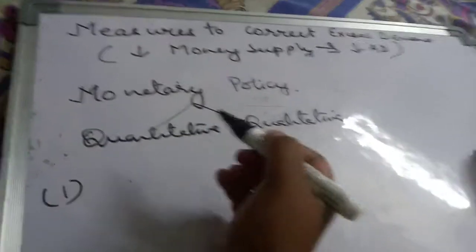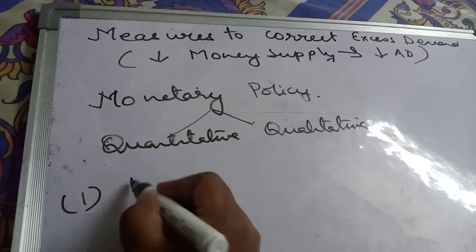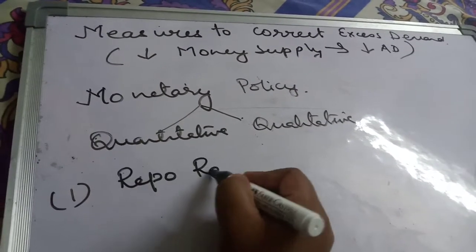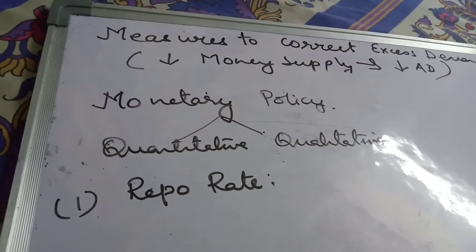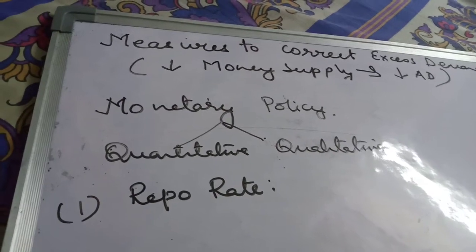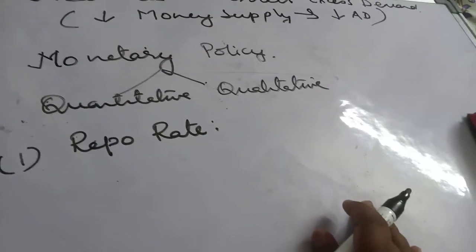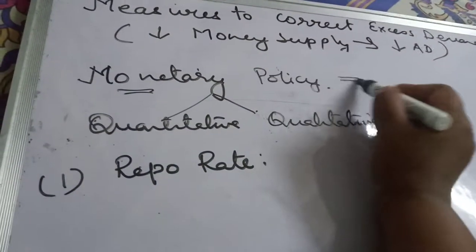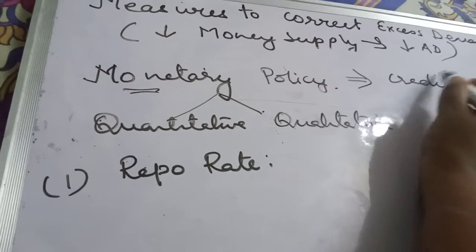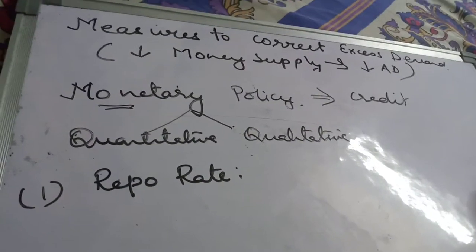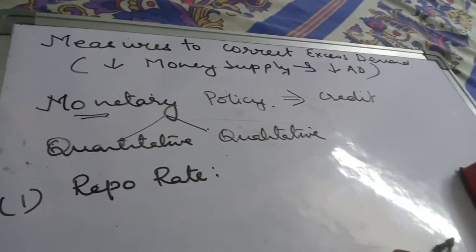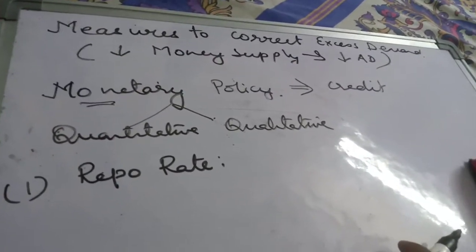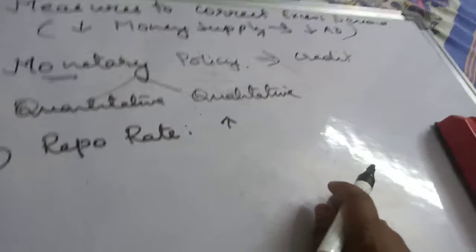The first being repo rate. You've done this. Repo rate is the rate at which the central bank lends to the commercial banks for short-term credit. This monetary policy basically impacts the credit availability. More credit means more demand. Less credit means less demand. So we need to lessen the credit. During inflation, the central bank increases the repo rate.